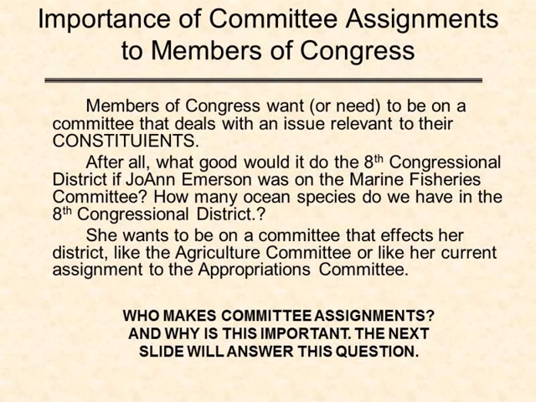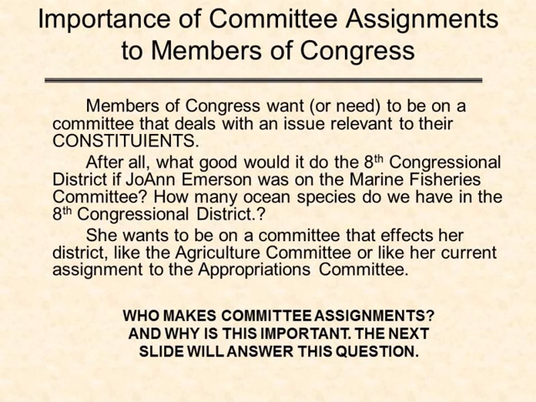Now, a member of Congress needs to get on a good committee. If I want to be reelected to my position in Congress, probably one of the most important things I can do is get myself appointed to a good committee. And what makes a committee a good committee? A good committee is a committee in which I can do things for my constituents.